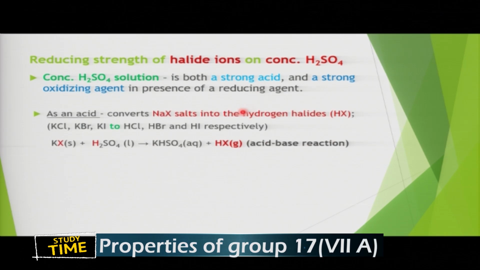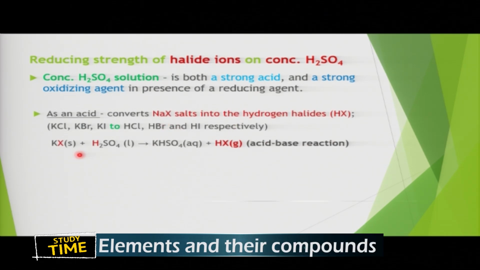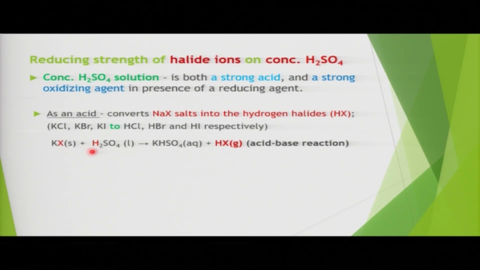So as an acid, it will react with a halide by donating a hydrogen ion to form a hydrogen halide. For instance, if you have the chloride ion, it will form hydrogen chloride. If you have the bromide ion, it will form hydrogen bromide, depending on the halide you have. In this case, it will be an acid-base reaction: sulfuric acid donating a proton, then the halide acting as a base, combining together.